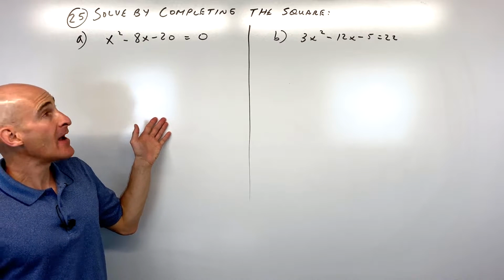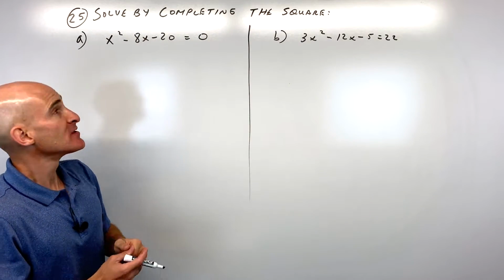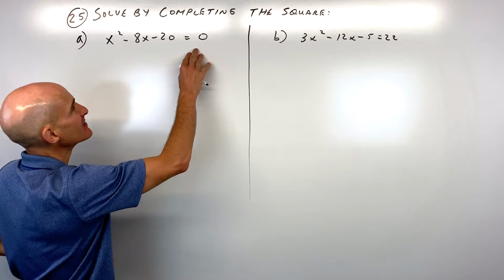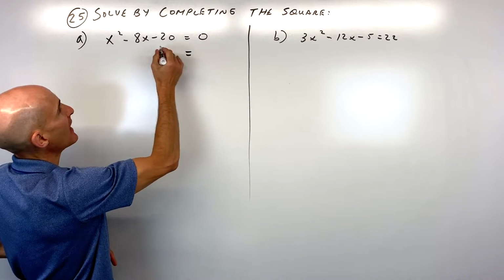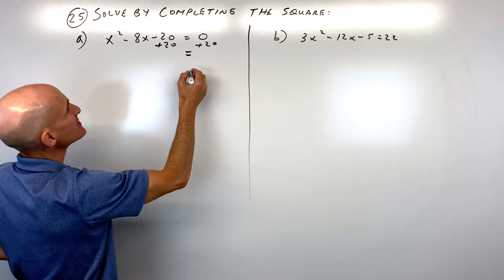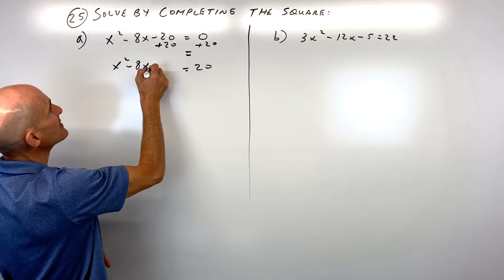Okay, number 25, we're going to solve these quadratic equations by completing the square. So what you want to do is first get this constant on the other side of the equation. So I'm going to add 20 to both sides. So that's going to give us 20. And here we have x squared minus 8x.